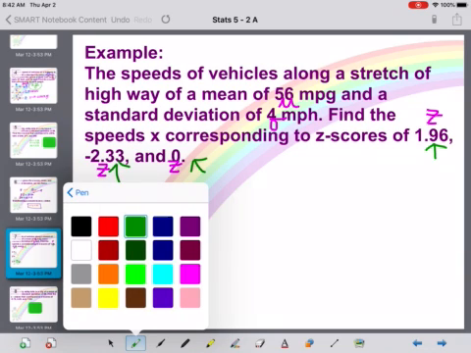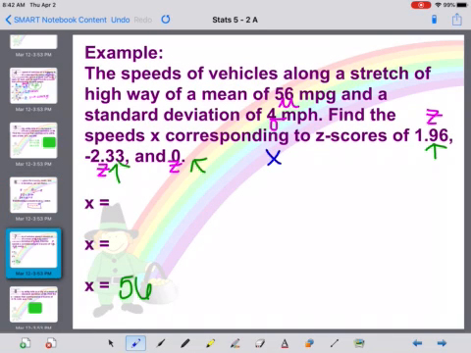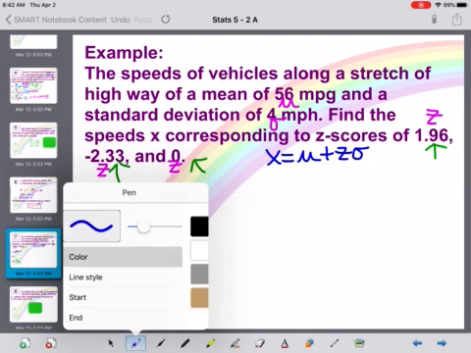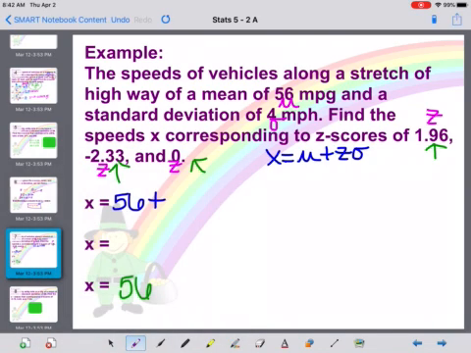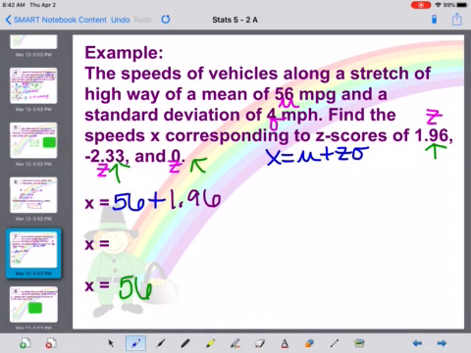All right, so for the first one, we are using this formula from up above because they gave us the z-score, okay? So we're going to do x equals mu plus z times baby sigma. So x equals mu plus z times baby sigma. So our mu is 56 plus z, in the first case, the first z that they gave us was 1.96. And then baby sigma was 4.